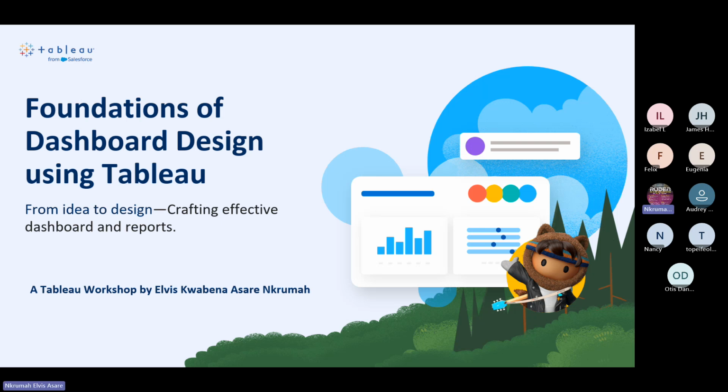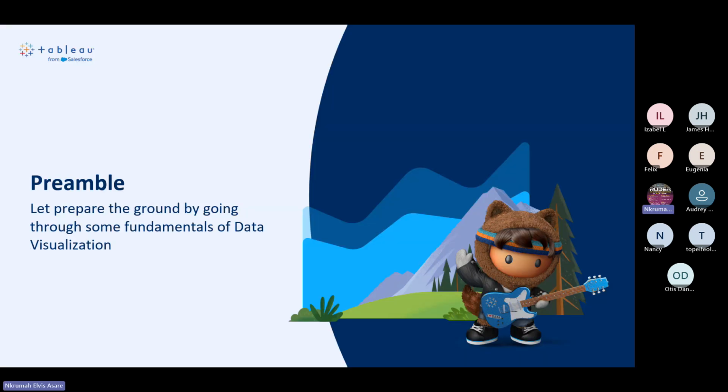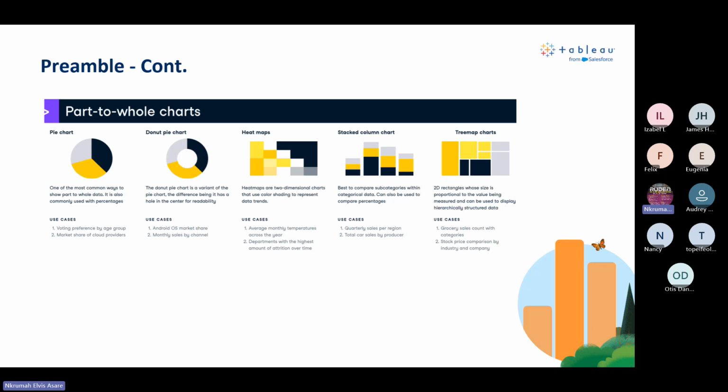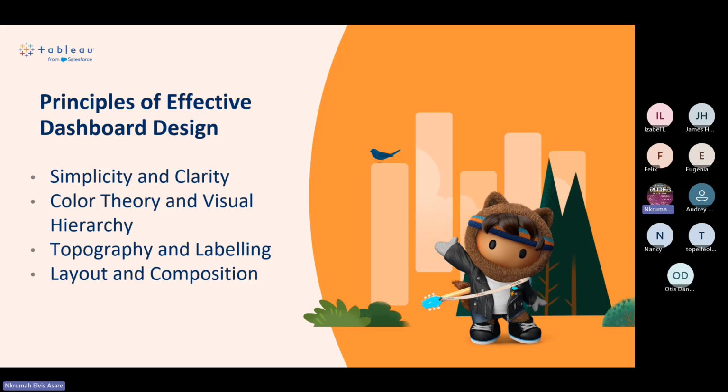Then also we looked at our outline for today. We looked at the charts. I started with our basic charts, the charts we use. I said Tableau offers pie charts, column charts, different charts for different purposes. Aside from that, I mentioned the key indicators, or the key things we look at when building effective dashboards. We look at simplicity and clarity, the color theory, labeling, typography, and our layouts.